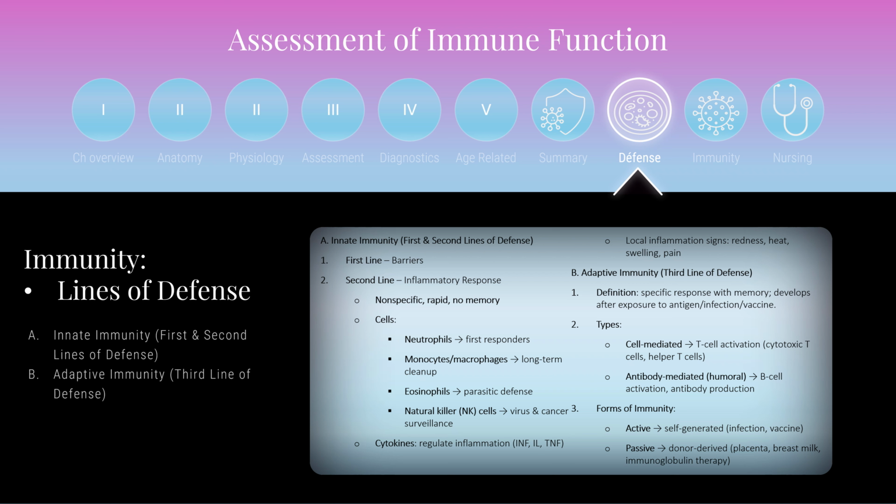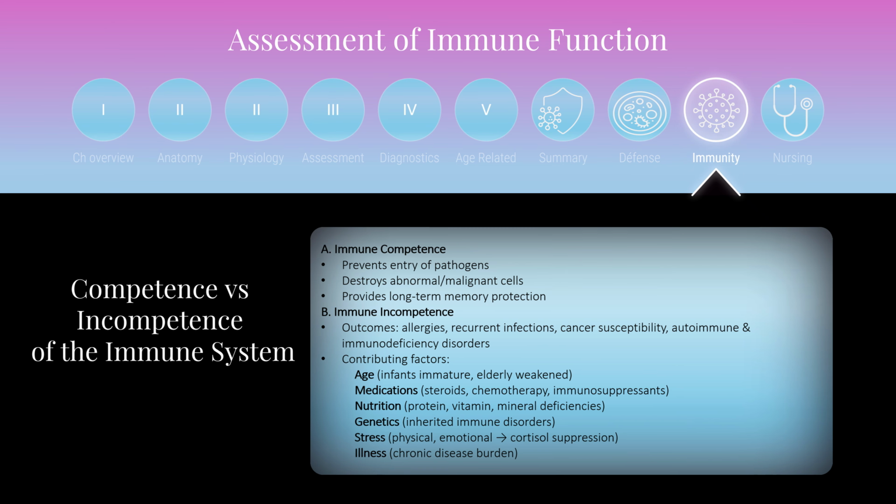Active is self-generated, like infection or vaccine. Passive is donor-derived, like the placenta, breast milk, or immunoglobulin therapy. We're almost there.